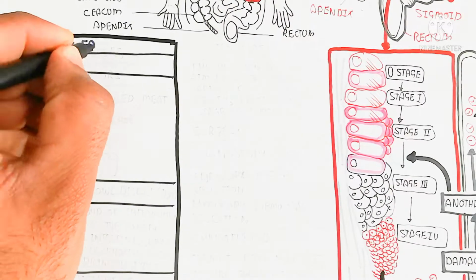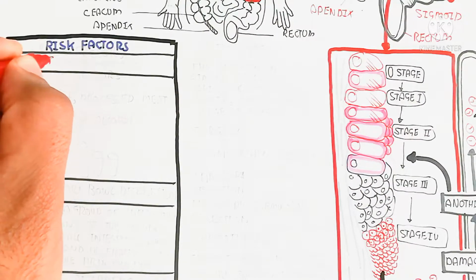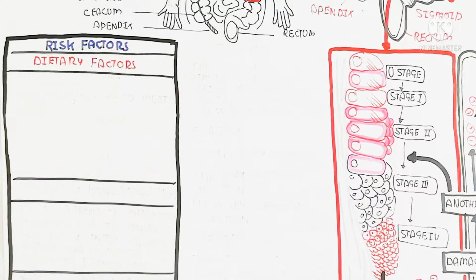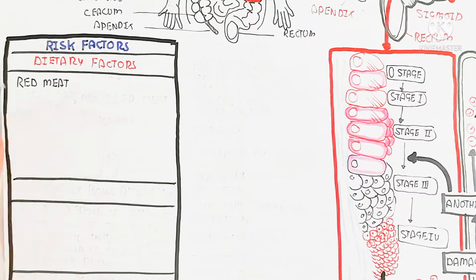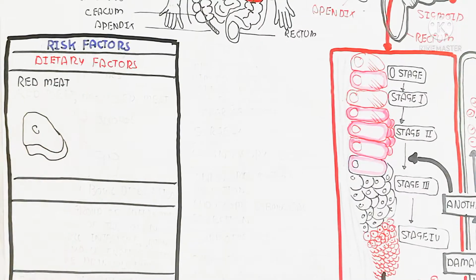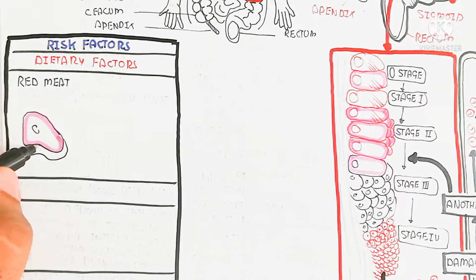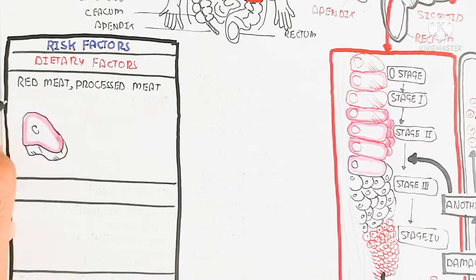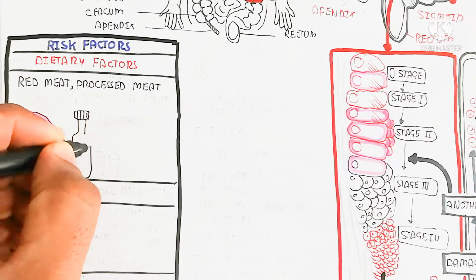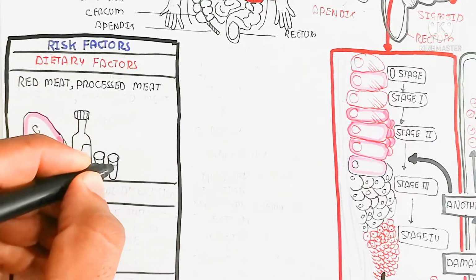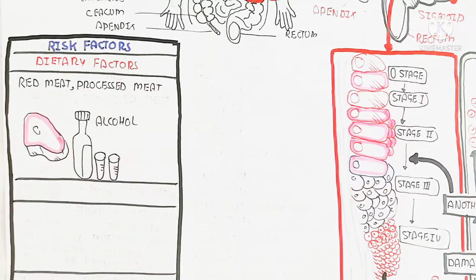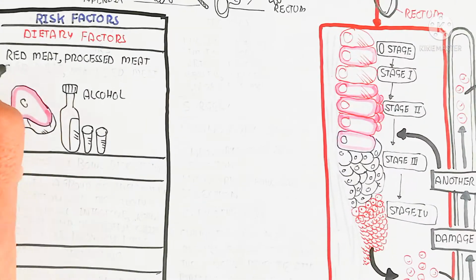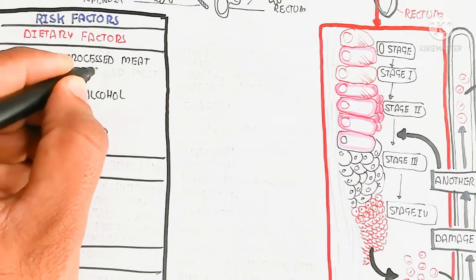So let's begin to understand the risk factors. What is a risk factor? The dietary factor means an unhealthy diet, for example red meat, processed meat, bad eating habits, overeating, and alcohol consumption. Other drugs and medicines can also affect these dietary factors through the digestive system.